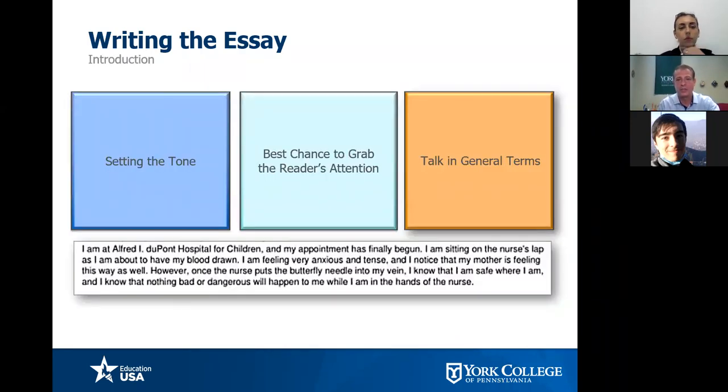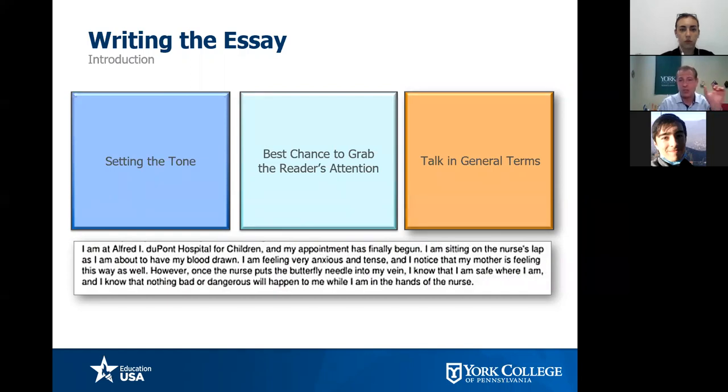All right, so I'll read this to you. I am at Alfred DuPont Hospital for Children, and my appointment has finally begun. I'm sitting on the nurse's lap, and I'm about to have my blood drawn. I'm feeling very anxious and tense, and I notice that my mother's feeling this way as well. However, once the nurse puts the butterfly needle into my vein, I know that I am safe where I am, and I know nothing bad or dangerous will happen to me when I am in the hands of the nurse. This was a nursing applicant.